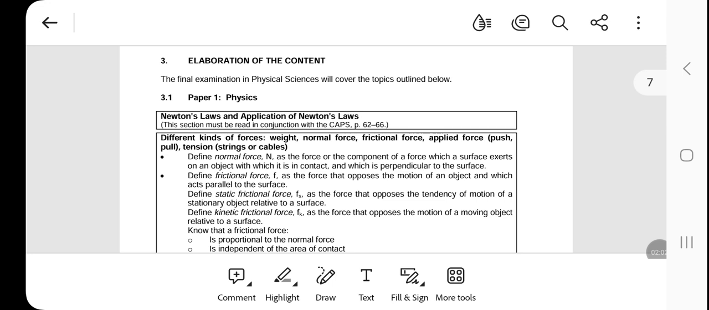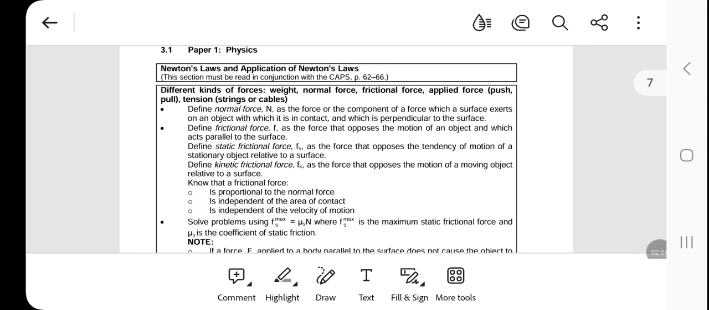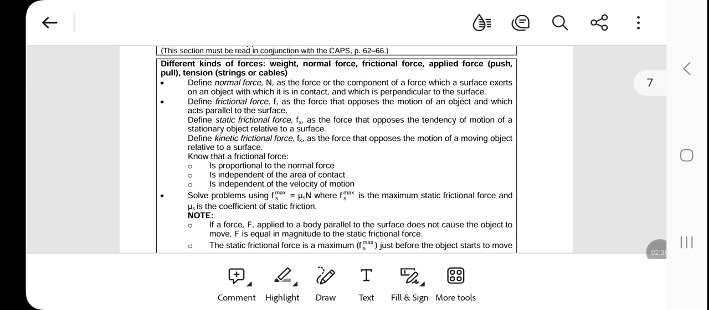So let's start with the first thing. As you can see from the examination guideline here, we are given different kinds of forces. The first one is weight, then there's normal force, frictional force, and applied force, which can be a push or a pull. Then there's tension, which you get from a string or cables. So that is it. We are going to start with the first point.